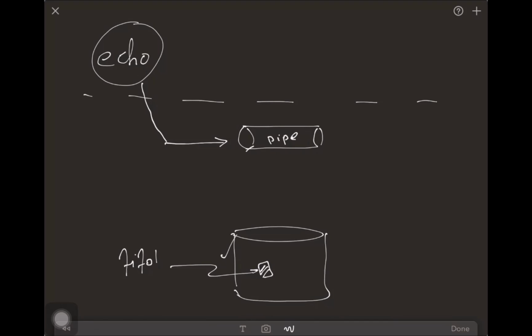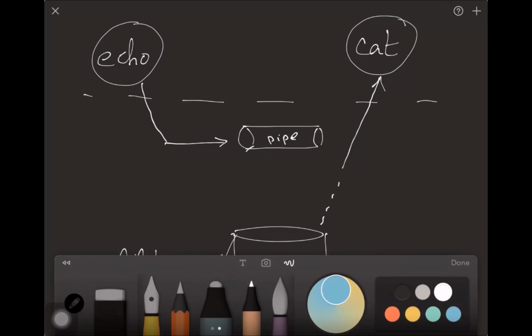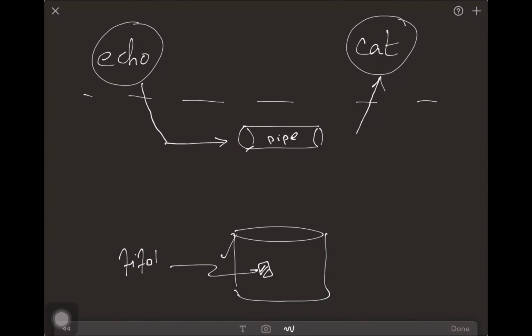Now on the other terminal I started the cat program, and the cat program tries to read from this file, but the kernel redirects. The kernel says this is not a regular file, so instead of reading it from here, you read it from here. So data comes from here, and the data goes to the cat program, and of course the cat program displays it on stdout, and the echo program unblocks.